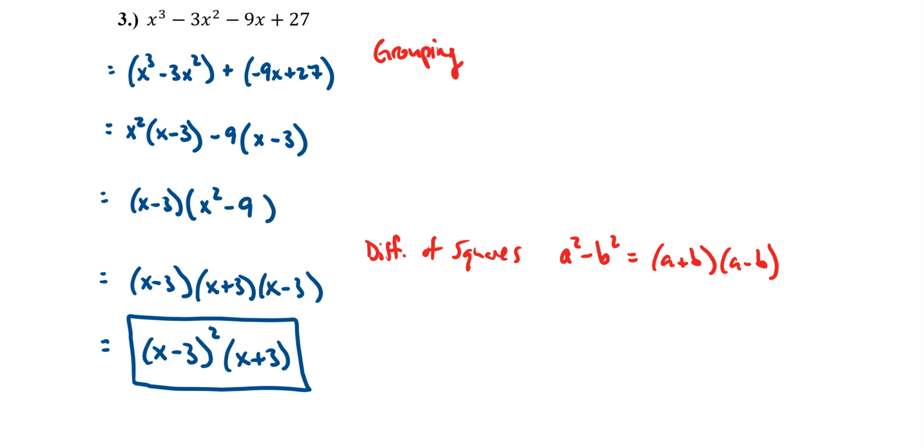Also remember, multiplication is commutative and associative, so you can write a plus b times a minus b, or you can write a minus b times a plus b, right? That all means the same thing because with multiplication, the order doesn't matter. Okay, so that is it for factoring.